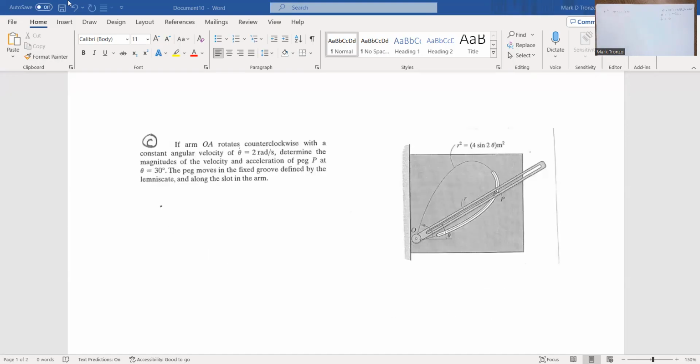And next, we're going to take a look at this problem. It says if arm OA rotates counterclockwise with a constant angular velocity of 2 radians per second, determine the magnitude of velocity and acceleration of peg P at theta equal 30 degrees. And so now we're given the equation of the path, which is r squared equal 4 sine 2 theta.